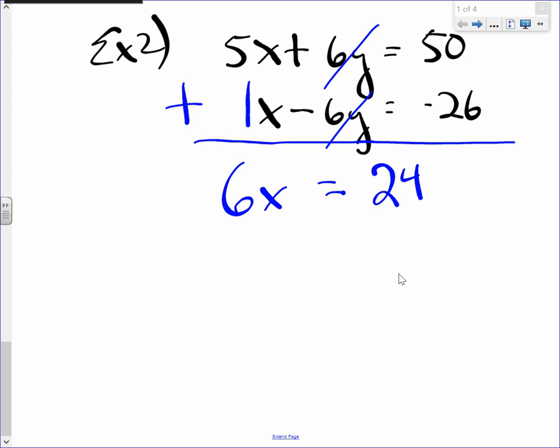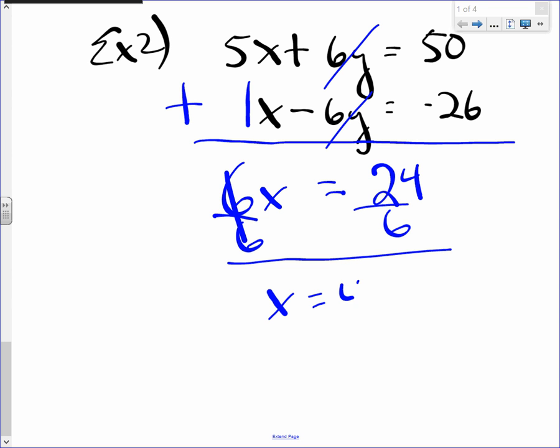So then divide 6 into 24. We're rocking and rolling. X equals 4. And then you connect those 4.